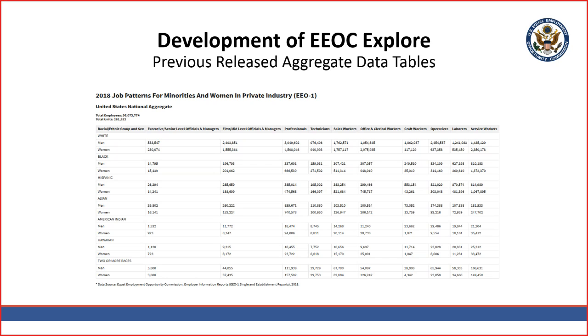A quick PSA here. Currently, our agency also collects job patterns for minorities and women in referral local unions, also known as EEO-3, job patterns for minorities and women in state and local government, also known as EEO-4, and job patterns for minorities and women in elementary and secondary public schools, also known as EEO-5.